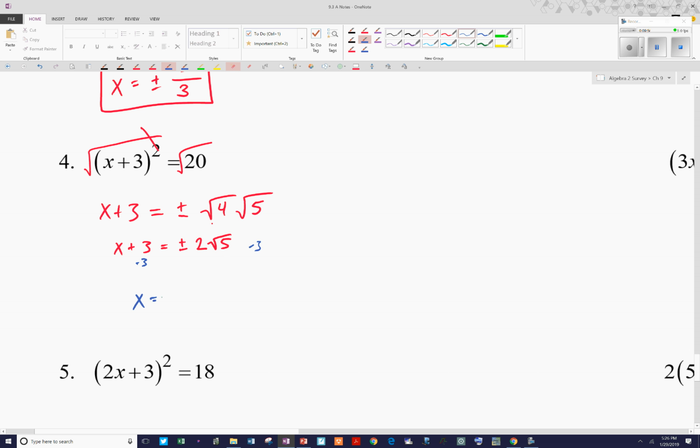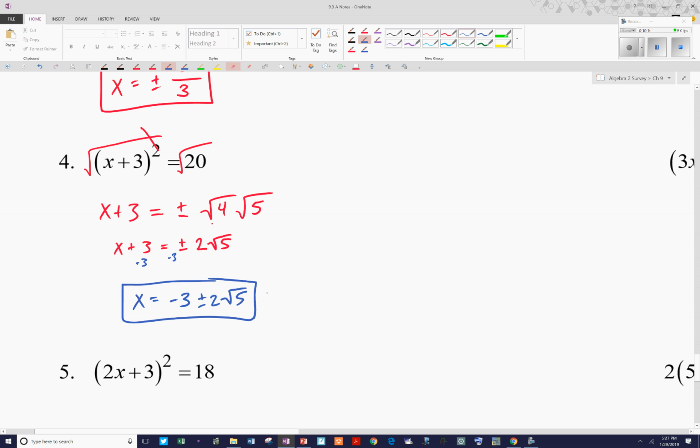All right, but here's what it's going to look like when I do that. I'm just going to write that negative 3. Where I really like to put it is in front of that plus or minus. So here's what your final answer is going to look like. When you subtract that 3 from both sides, just put it in front of the plus or minus like that. Okay? And this is how we're going to leave our answer. -3 plus or minus 2 square roots of 5.